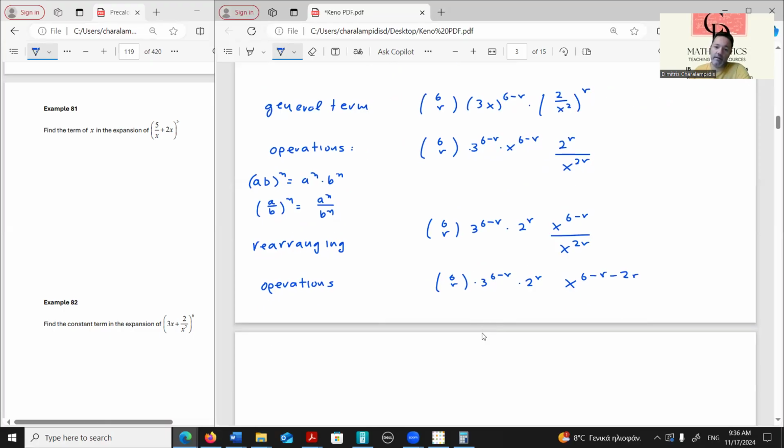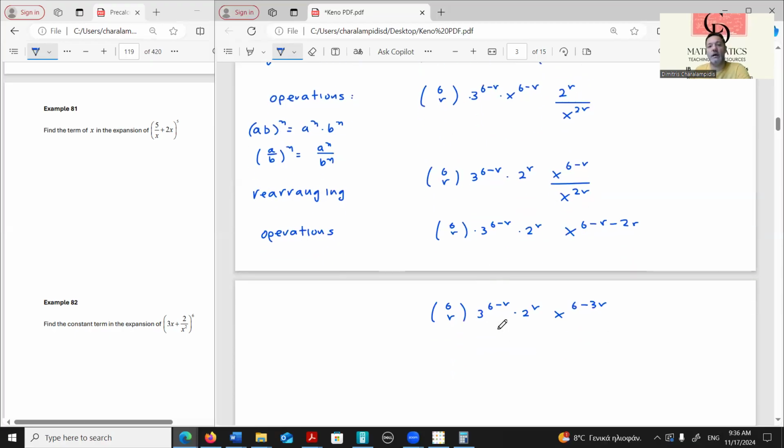Let's simplify it even more. 6 choose r, 3 to the 6 minus r, 2 to the power of r, x to the 6 minus 3r. And that's all. I have the simplest expression for the general term. Now, since I want the constant term, I now need to compare it. Constant, as I said earlier, means x to the power of 0.